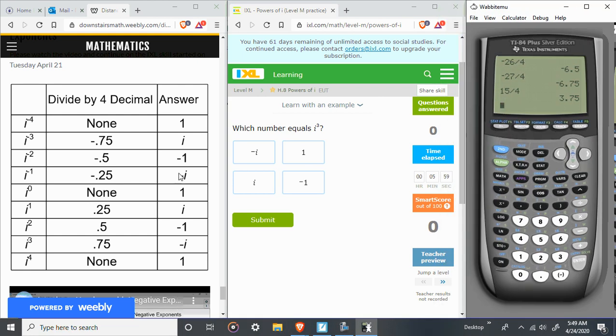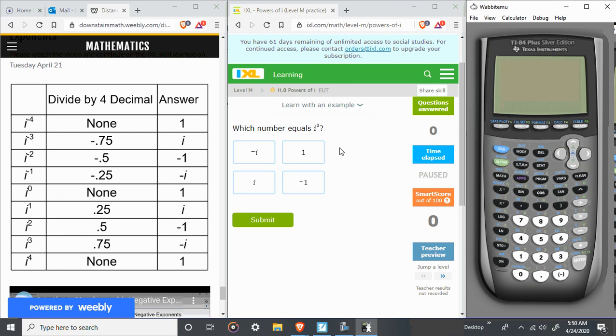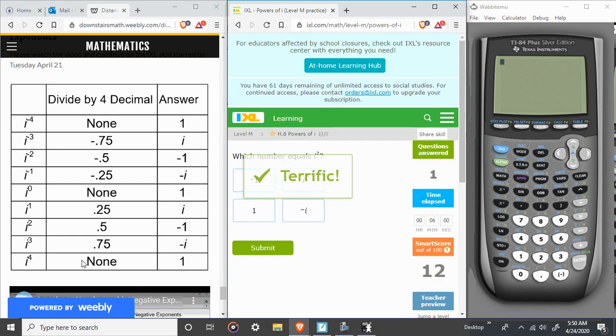So, i to the 3rd, a rule you have to know: i to the 3rd is negative i. Just keep this with you. i to the 2nd is negative 1.